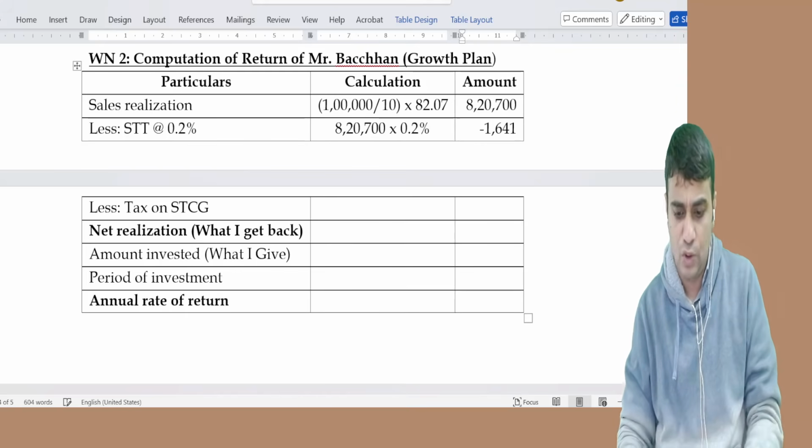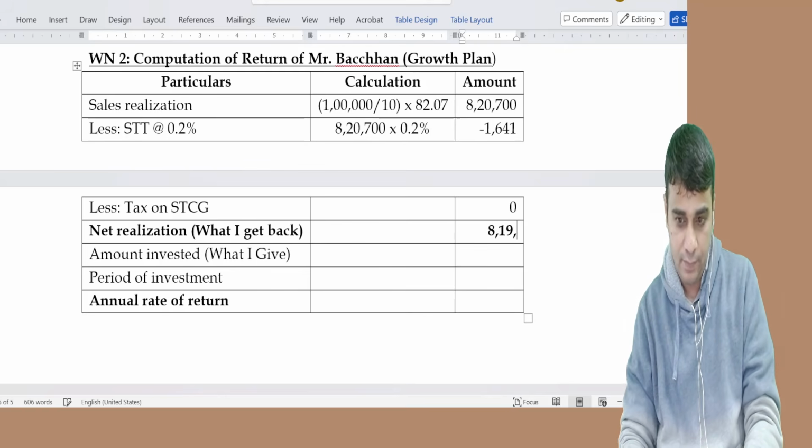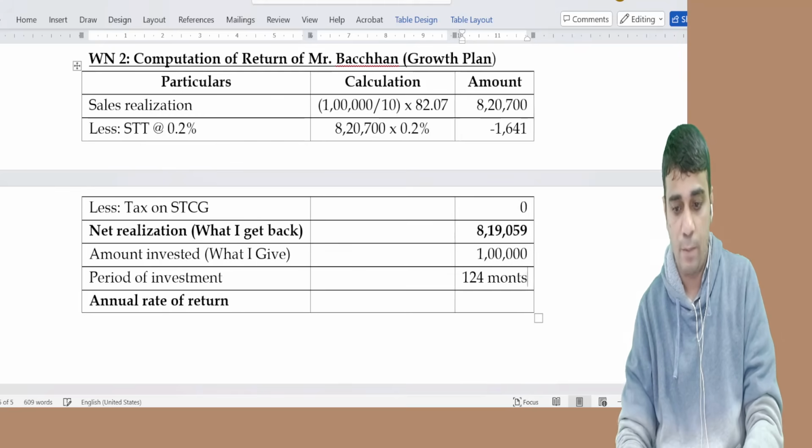Okay, there is no tax here. What is the amount after deduction? 8 lakh 059. Amount invested is 1 lakh. Period of investment is 124 months.